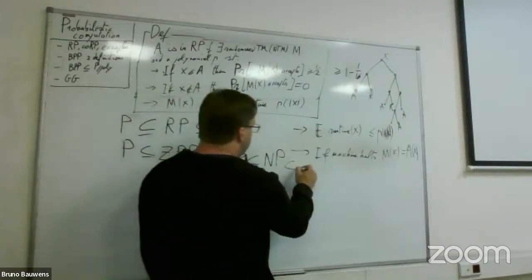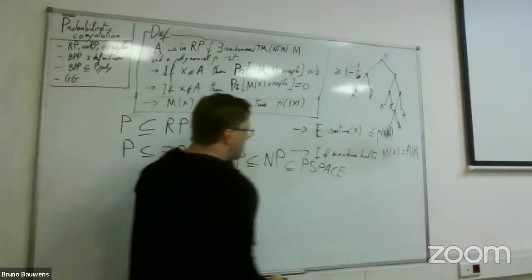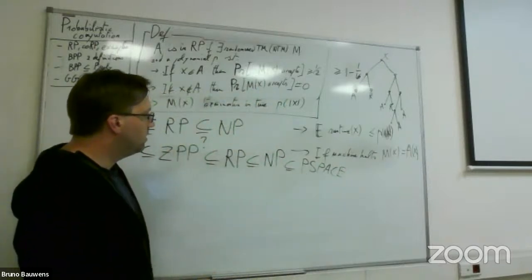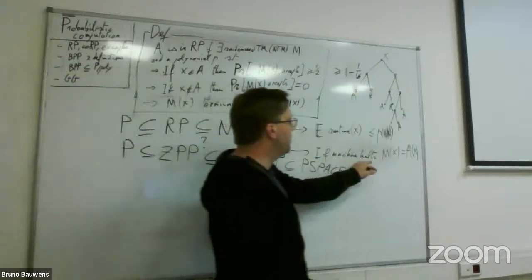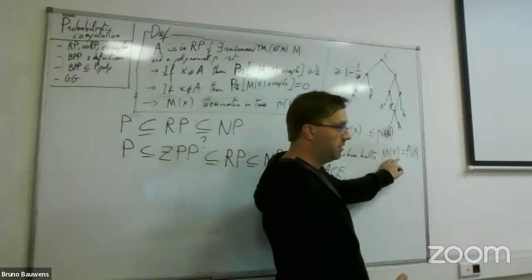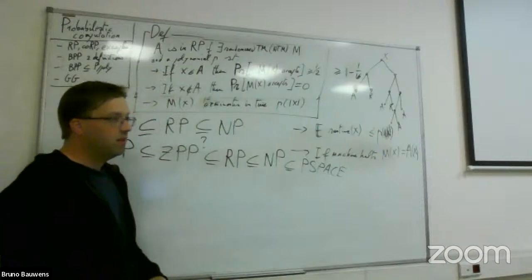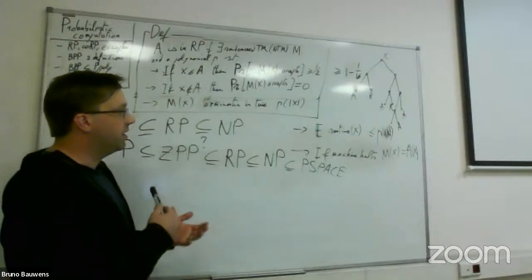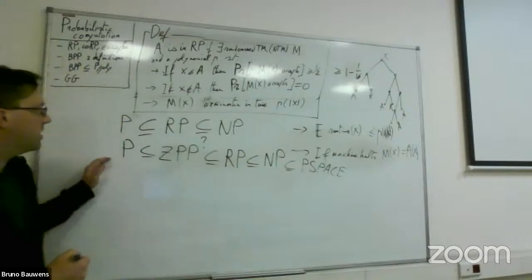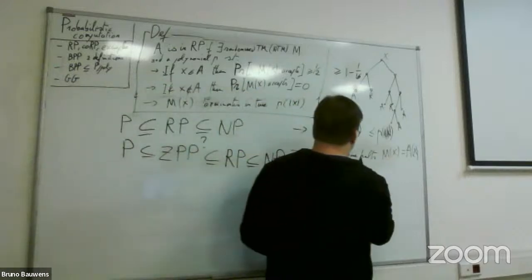What is the meaning of the machine halting with M(x) equals A(x)? If the machine halts, it will have an answer, accept or reject, and this answer must be correct. With small probability it can run very long, but if it halts, the answer must be right. I'm explaining this because there is a hierarchy with many inclusions.